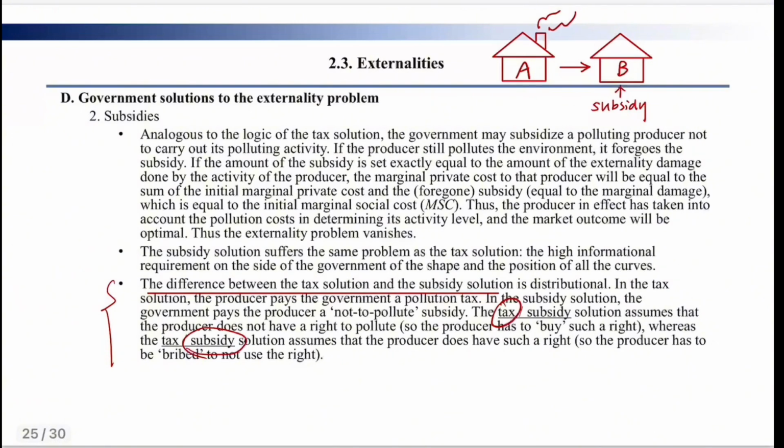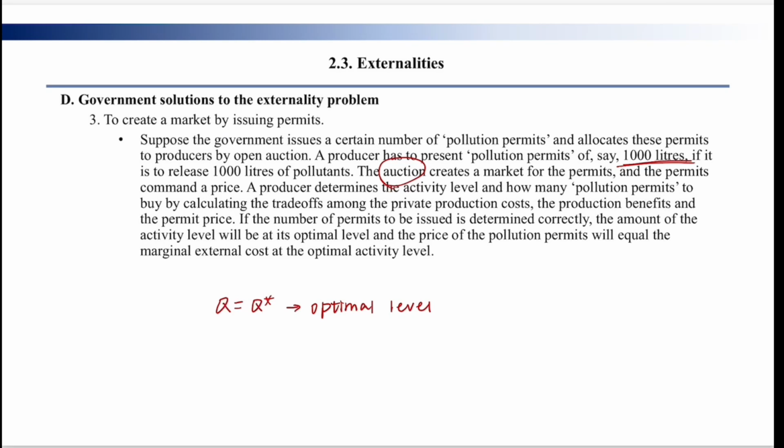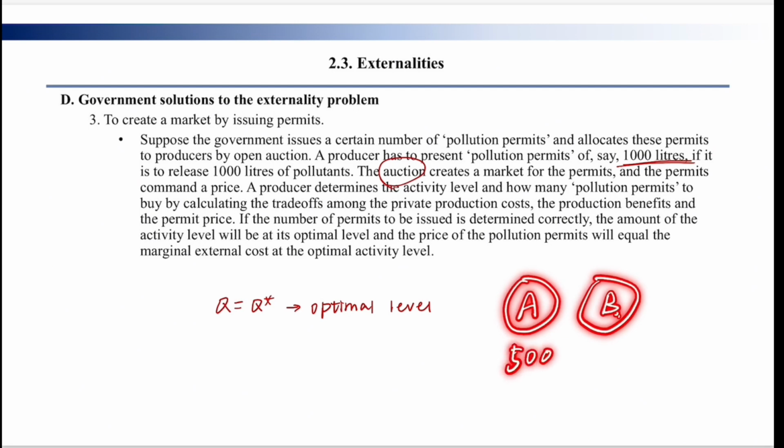Okay. The third method for the government is to create a market by issuing permits. What does it mean? That is to say, for example, as a government, there are two companies in the market, company A and company B. So as the government, I can give 500 permits to factory A, and for the sake of fairness, I can also give 500 permits to factory B.